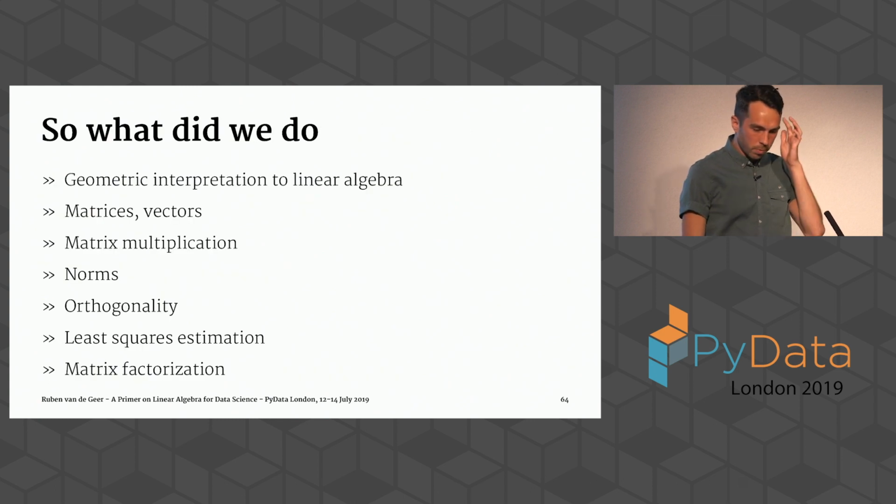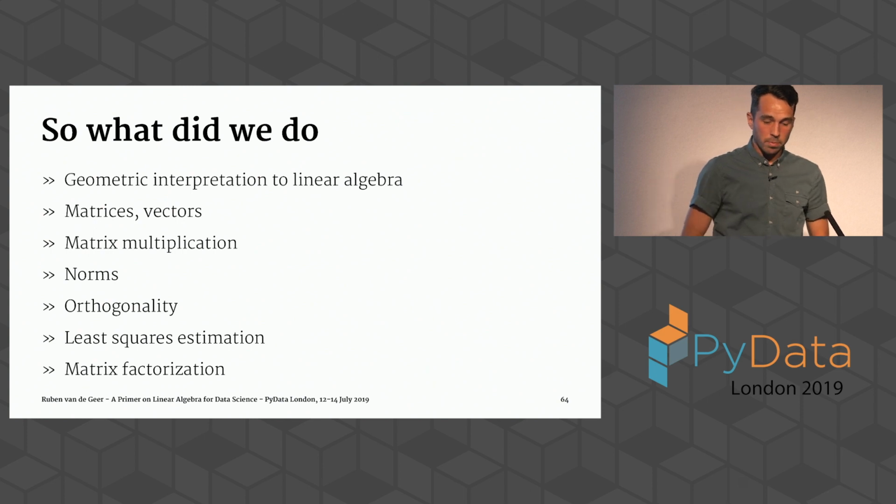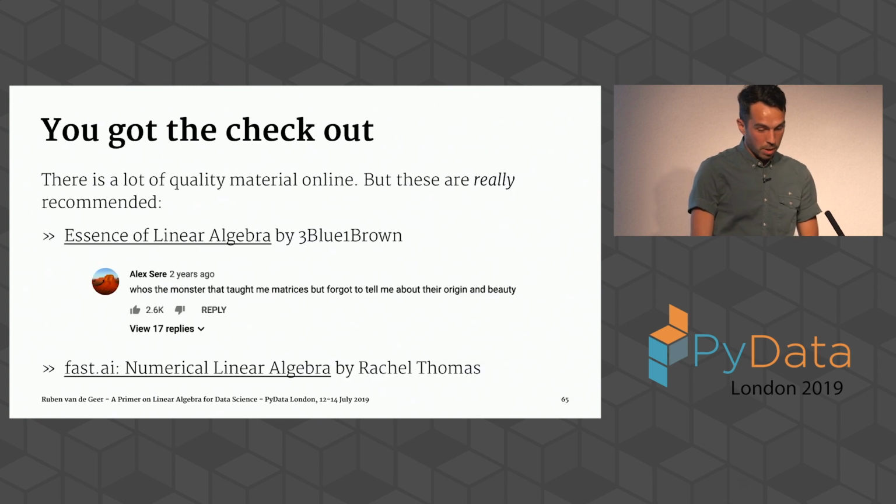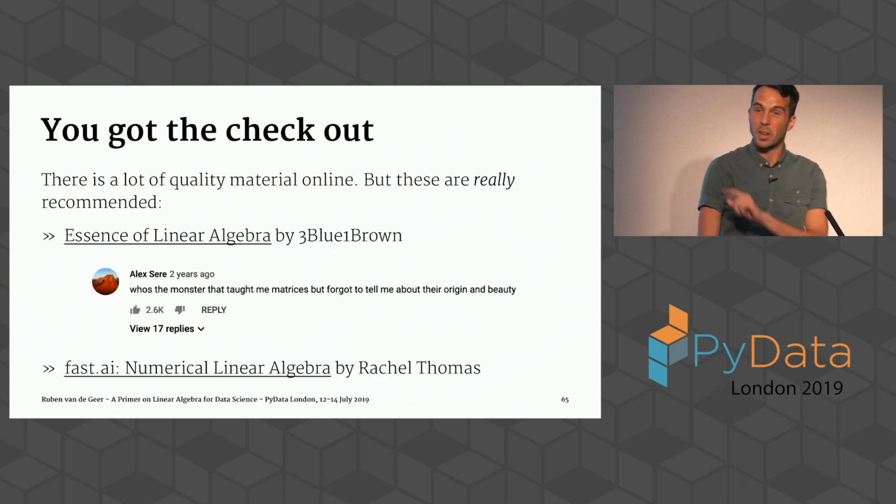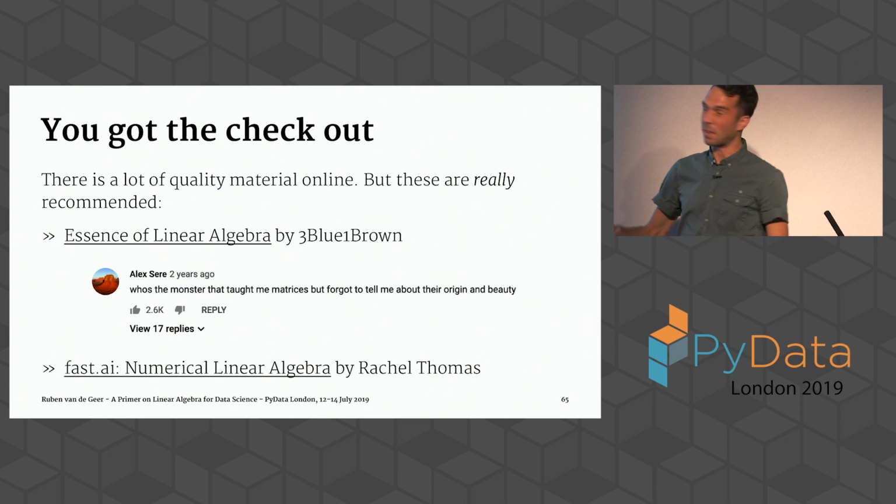So what did we do? First of all, we did a geometric interpretation of linear algebra. We talked about matrix vectors, matrix multiplication, norms, orthogonality, least squares estimation, and matrix factorization. I see that I have some time left. Oh no, first I have to recommend this one. So it's good that I have some time left.